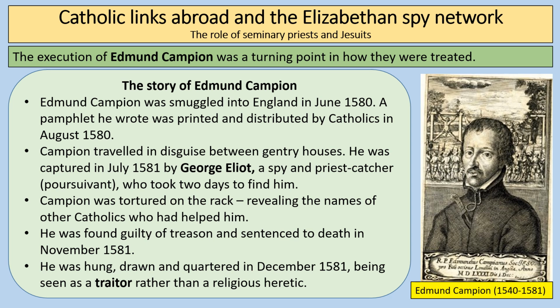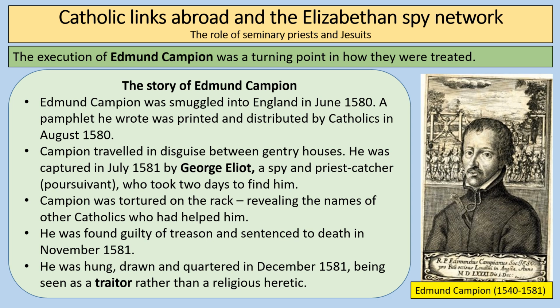Now, a good example of what happened to some of these priests is what happened to Edmund Campion. Edmund Campion was smuggled into England in June 1580, and a pamphlet he wrote was printed and distributed by Catholics in August 1580. Campion travelled in disguise between gentry houses, but he was captured in July 1581 by George Eliot, who's an example of a spy and priest catcher, sometimes known as a poursuivant, who took 2 days to find him. Campion was tortured on the rack, revealing the names of other Catholics who'd helped him out.